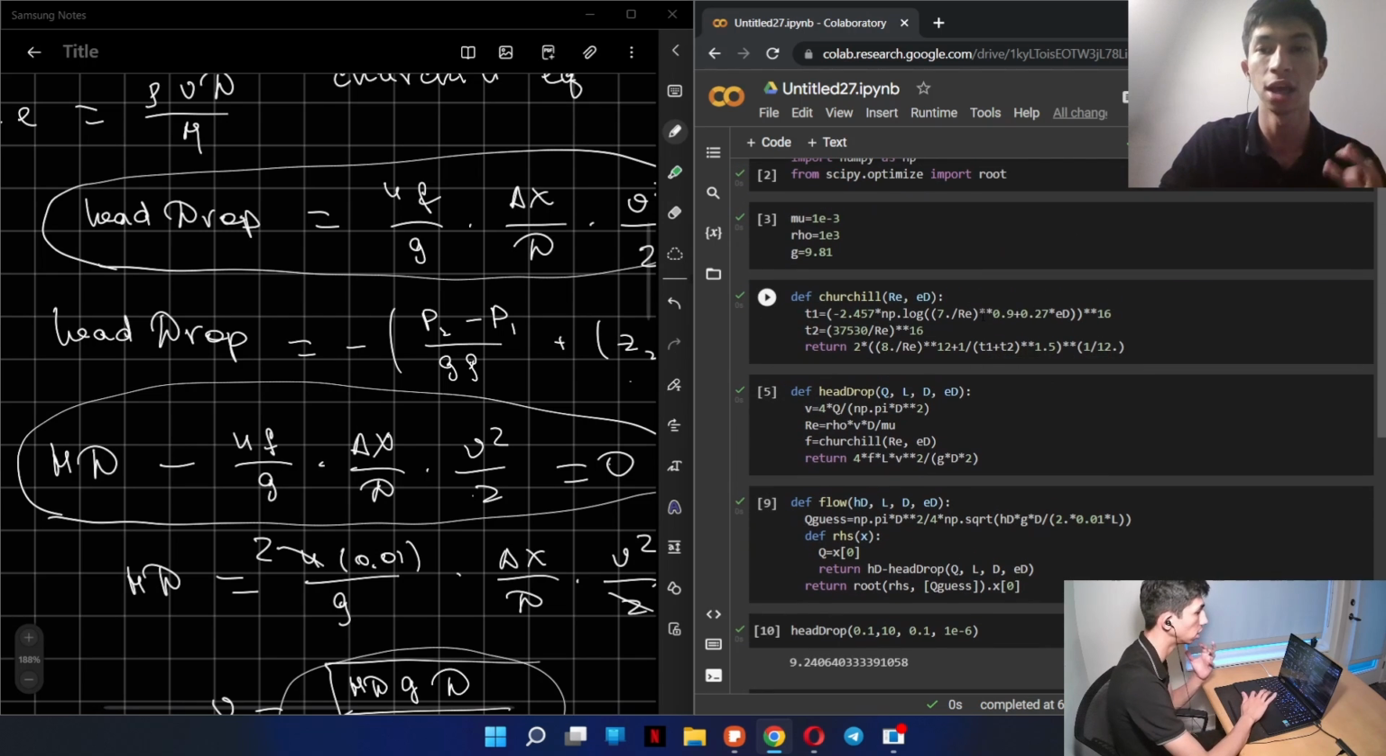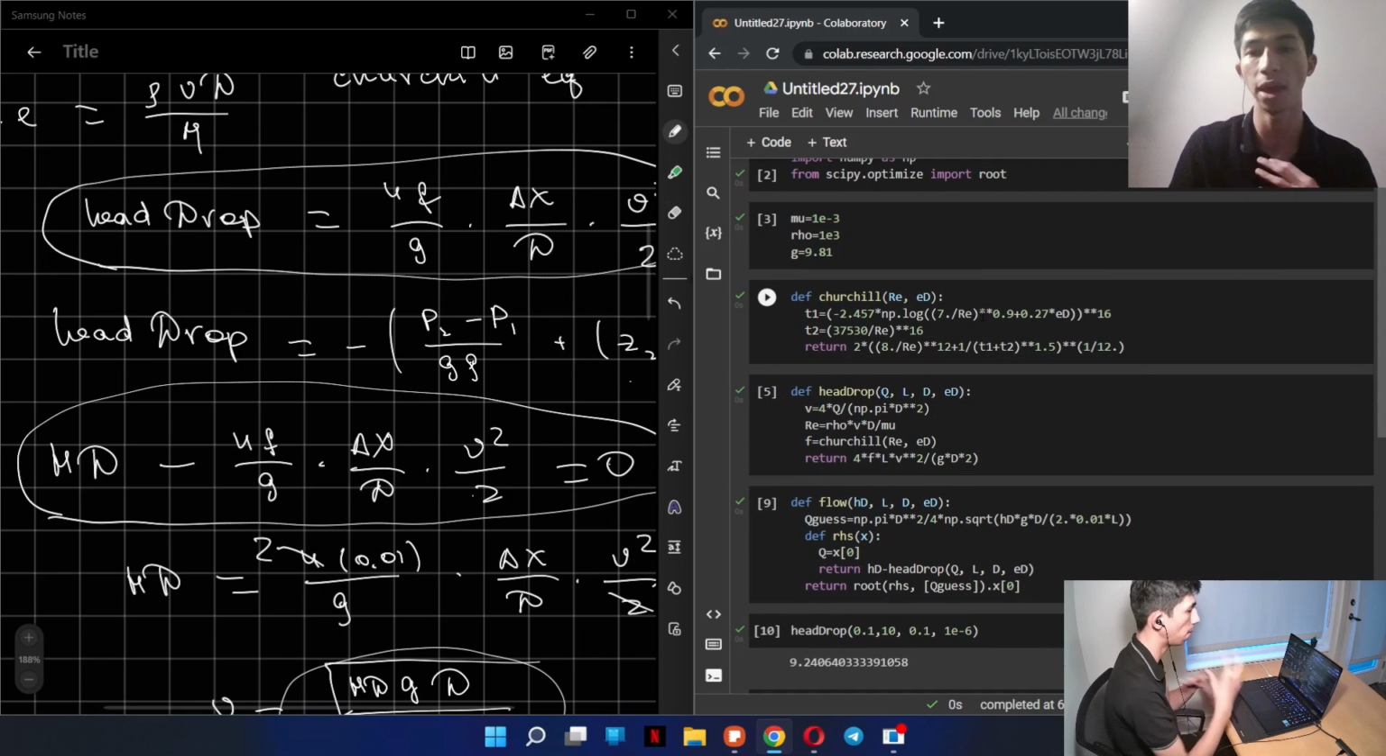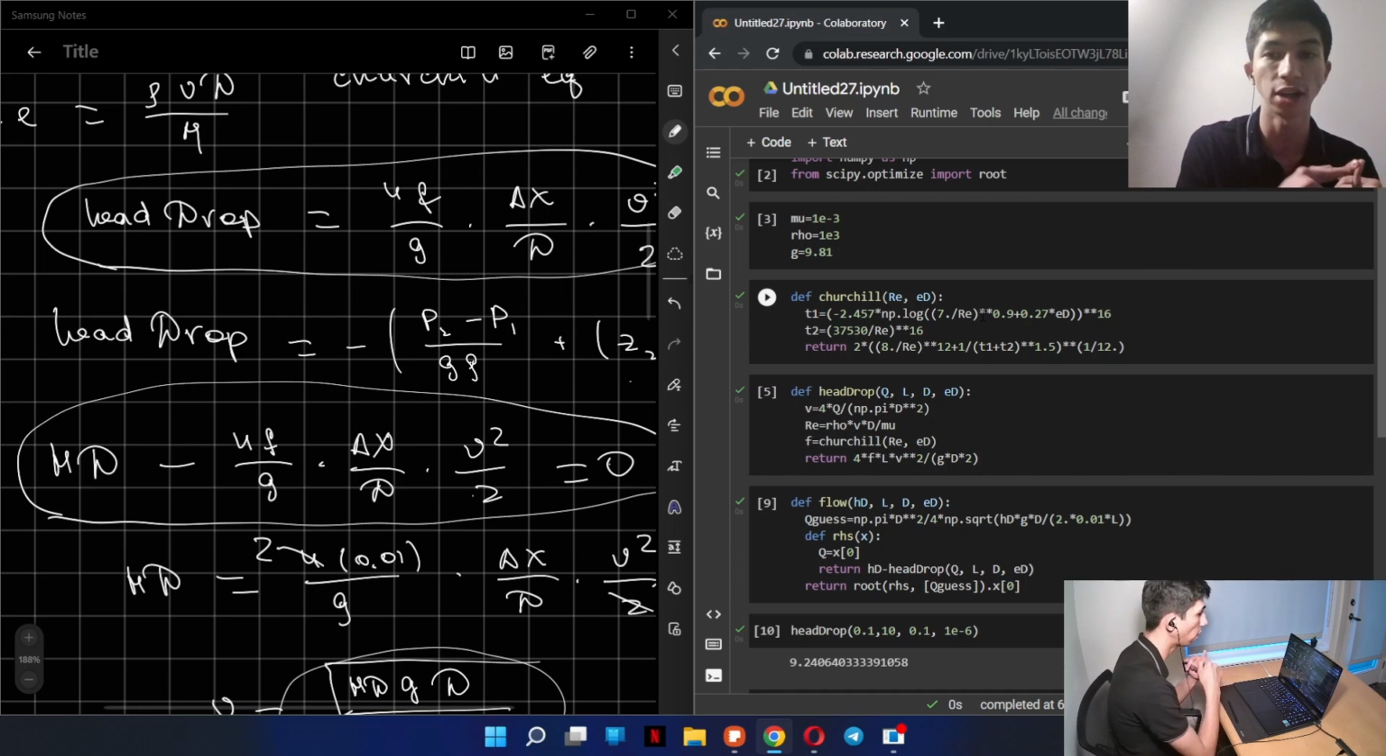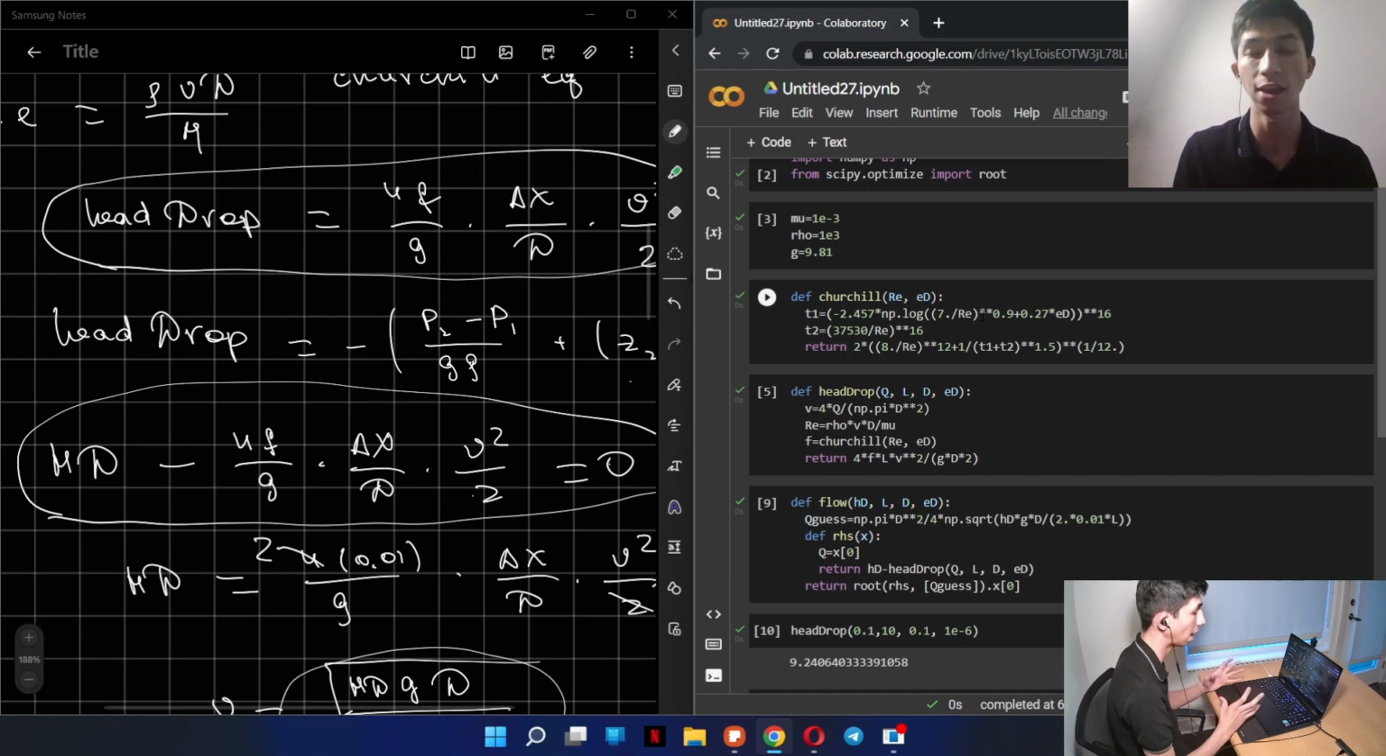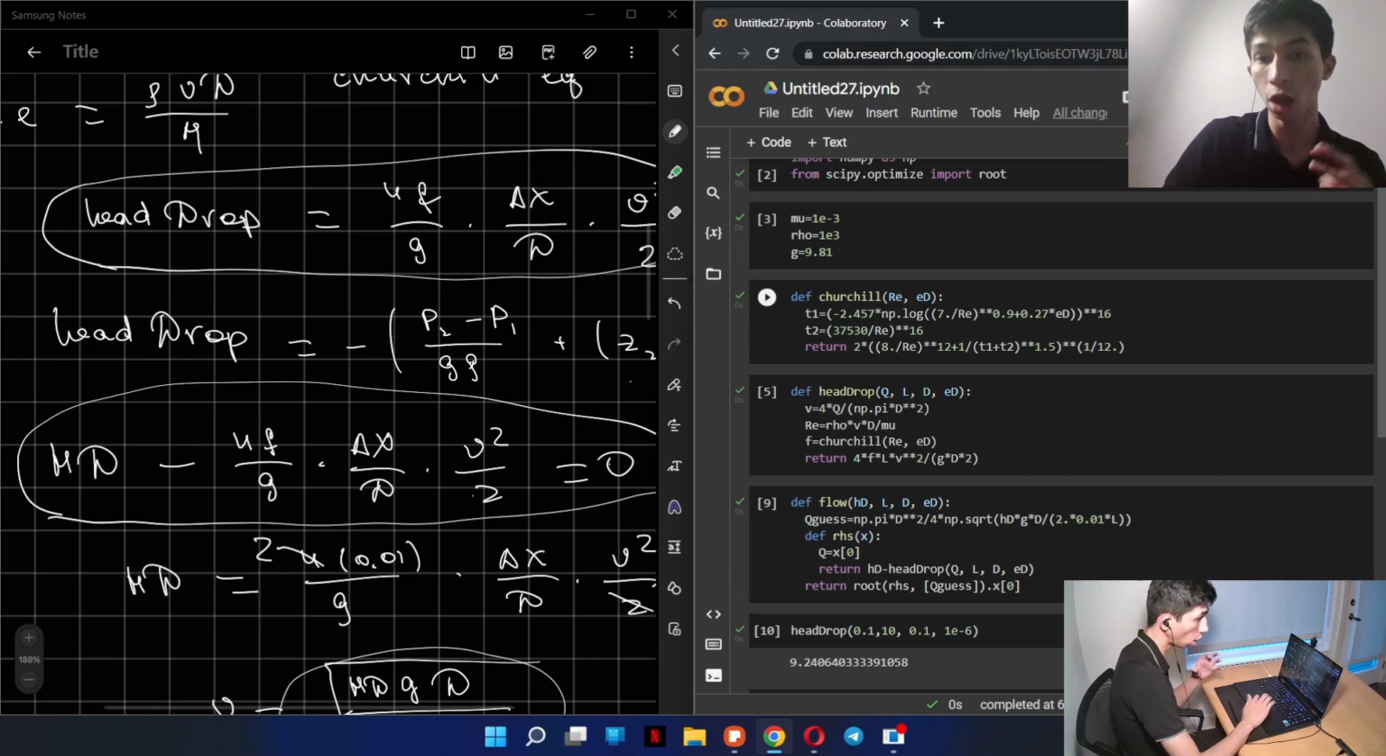And the Churchill equation is going to make our work much easier, so that we don't have to use our Moody diagram to calculate the Fanning friction factor. If we know the Reynolds number, we can just get the Fanning friction factor using the Churchill equation.